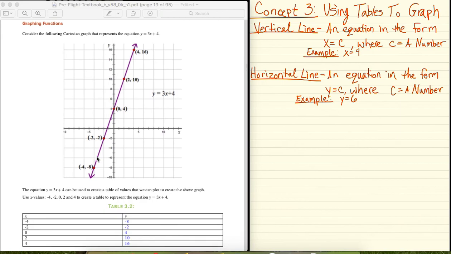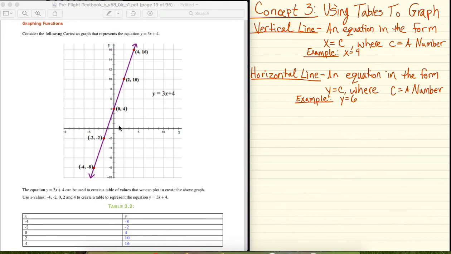So getting into graphing functions, consider the following Cartesian graph that represents the equation y equals 3x plus 4. The word Cartesian here is just saying you have this graph with an x-axis, which is this horizontal piece, and a y-axis, something that goes up and down.